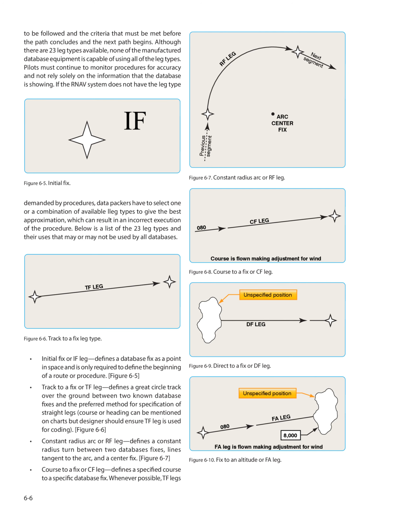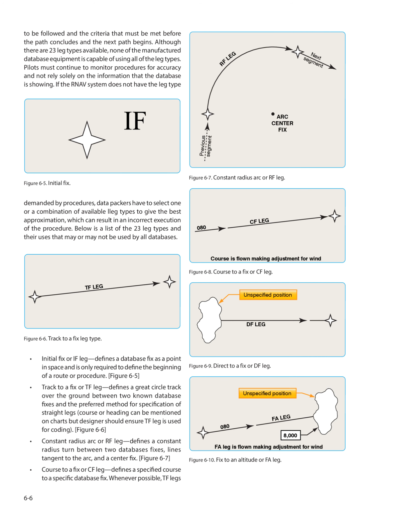Although there are 23 leg types available, none of the manufactured database equipment is capable of using all of the leg types. Pilots must continue to monitor procedures for accuracy and not rely solely on the information that the database is showing. If the RNAV system does not have the leg type demanded by procedures, data packers have to select one or a combination of available leg types to give the best approximation, which can result in an incorrect execution of the procedure. Below is a list of the 23 leg types and their uses that may or may not be used by all databases.